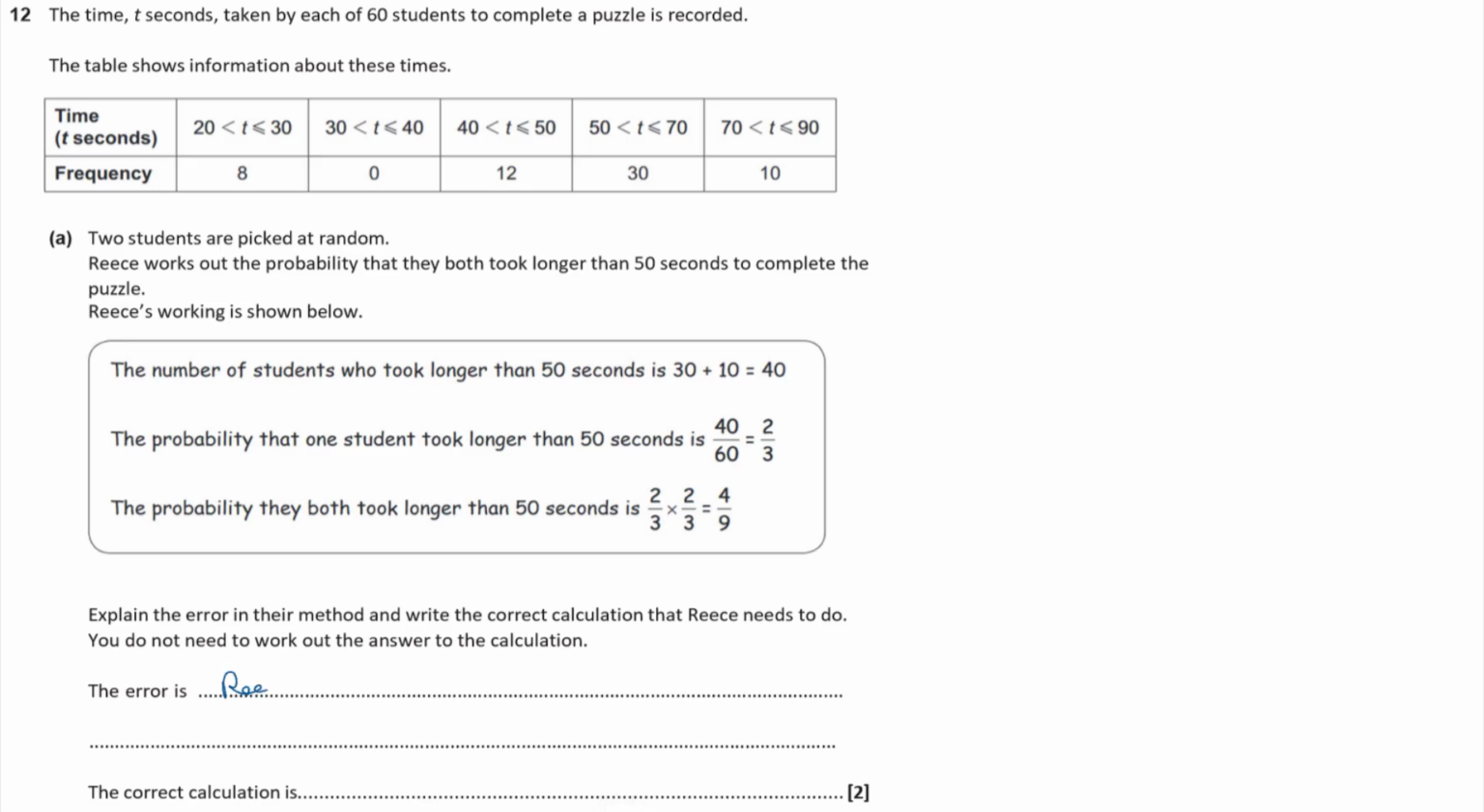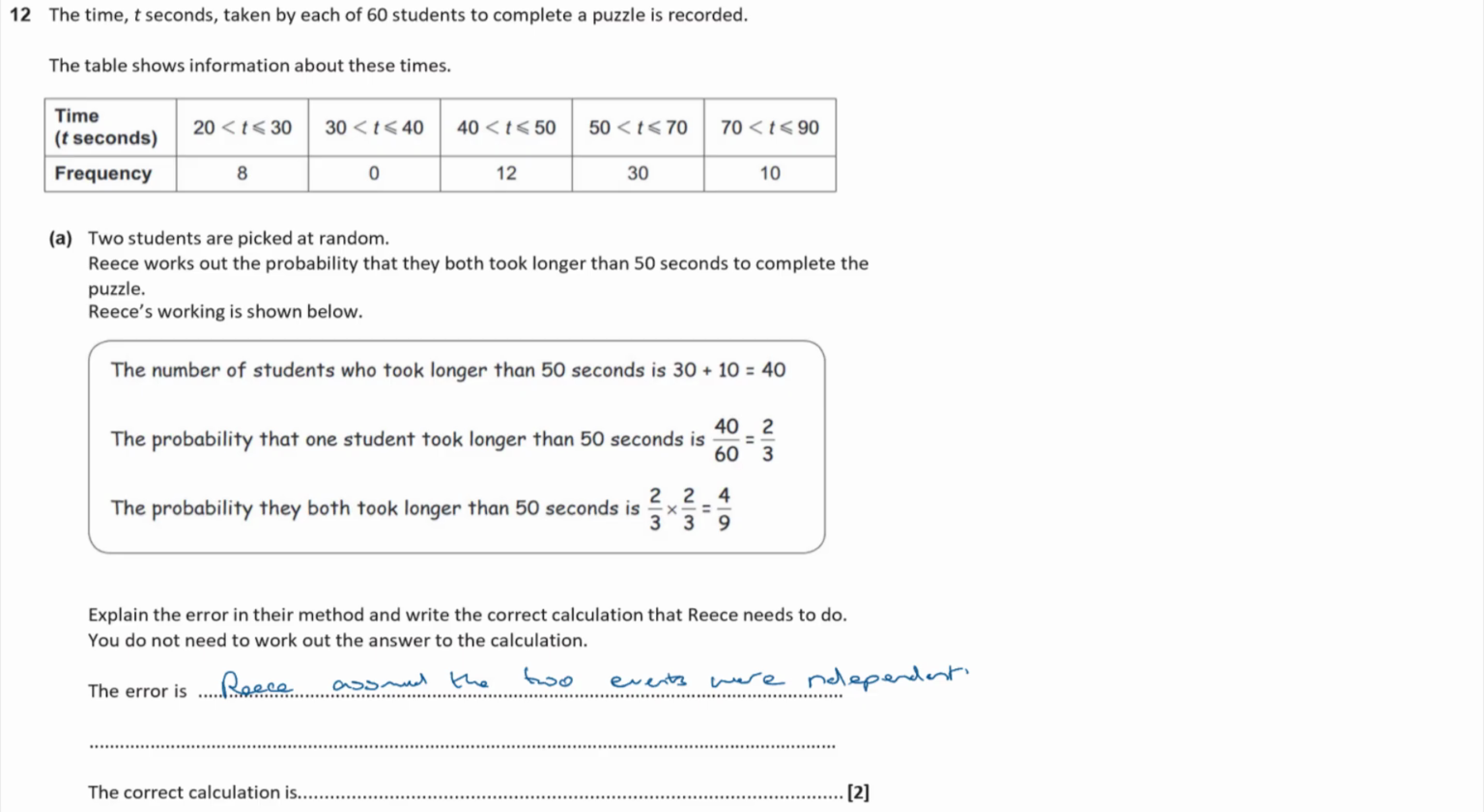Reese assumed the two events were independent. And by independent, I mean that the outcome of one doesn't affect the outcome of the other.